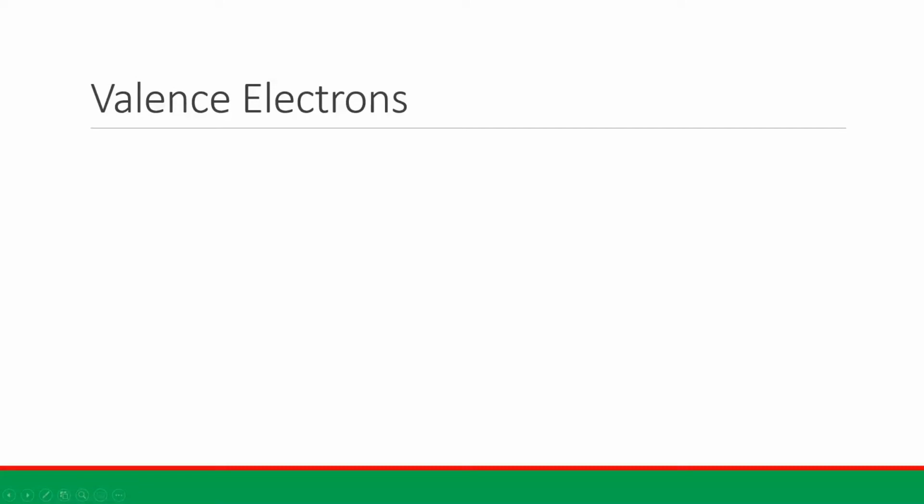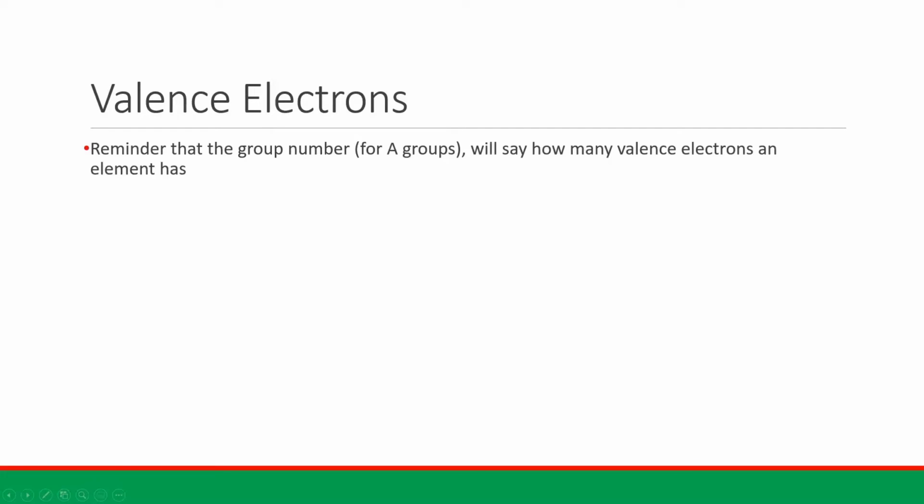Now, before we move on to actually drawing out Lewis dot structures for molecules, I do want to talk about drawing just Lewis dot structures for atoms by themselves. In order to draw a Lewis dot structure for an atom, you need the number of valence electrons. And in order to get the number of valence electrons for an atom, you need to know what group number it's in. So for the A groups at least, you'll simply look at the group numbers. So for group 1A, you would have 1 valence electron. For group 2A, you'd have 2 valence electrons, etc.